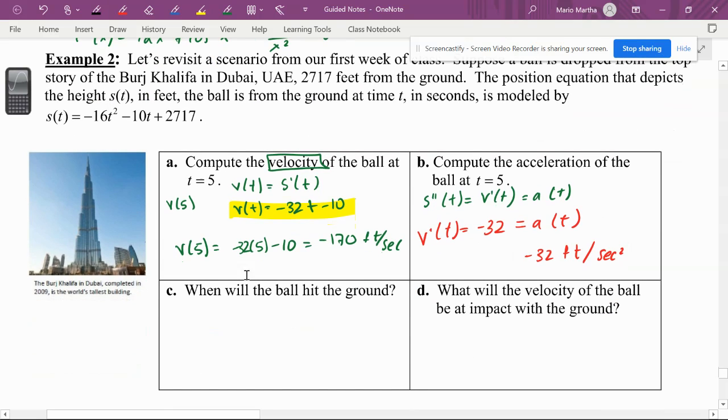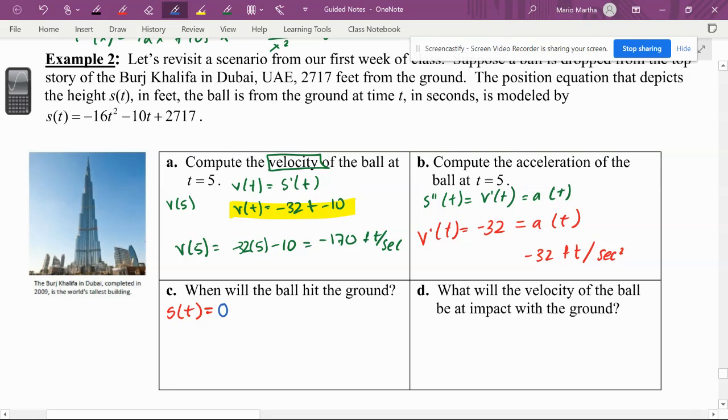All right. So when will the ball hit the ground? Now, when the ball hits the ground, we're not talking about how fast it's going or how much it's accelerating when it hits the ground. Here, we're just looking for its position. So therefore, we're looking for s of t. When does it hit the ground? It is when s of t is equal to 0.